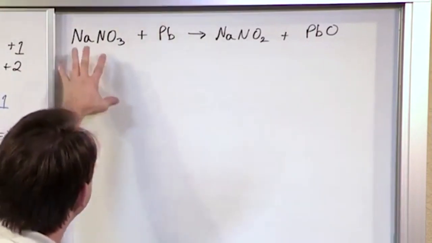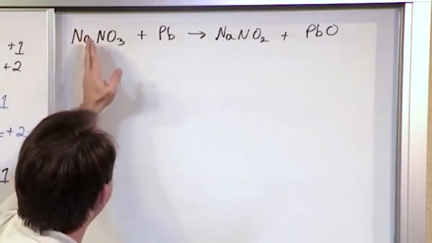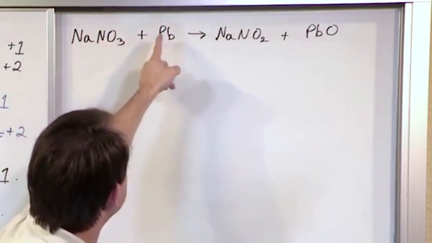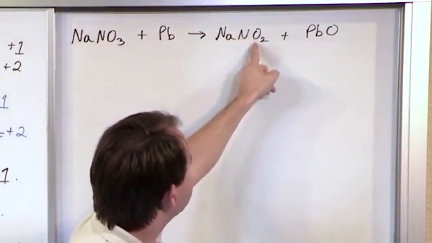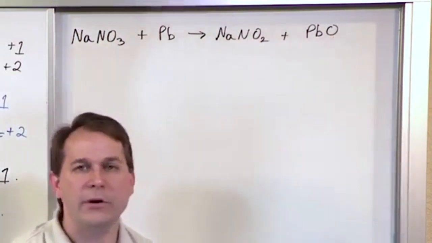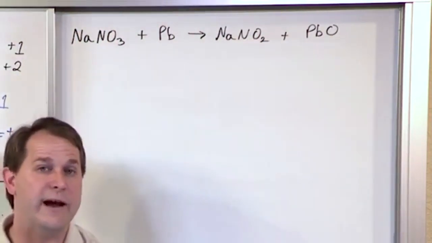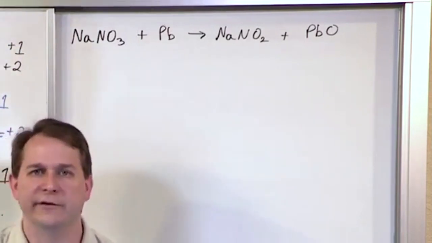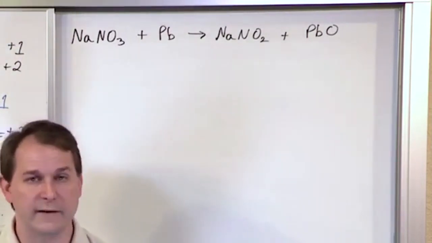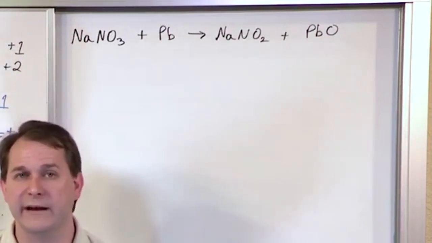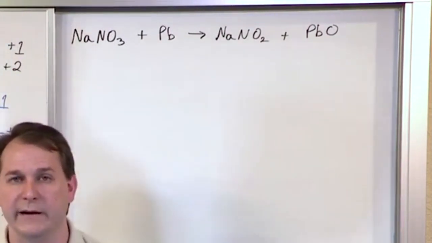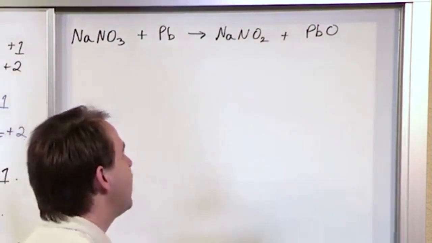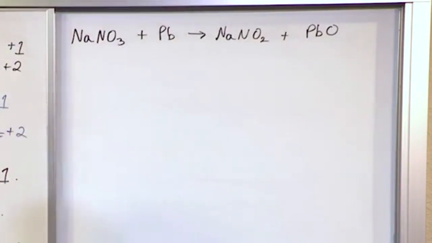So what we need to do is literally figure out the oxidation numbers of every single thing in this reaction. We have sodium, nitrogen, oxygen, lead, sodium, nitrogen, oxygen, lead, and oxygen. We need to find the oxidation numbers everywhere in this reaction for every element, and then we'll just look for changes. Some will increase, some will decrease. Some oxidation numbers will stay the same, which means those aren't participating in gaining or losing any electrons. Once we figure that out, we know what's oxidized and what's reduced.